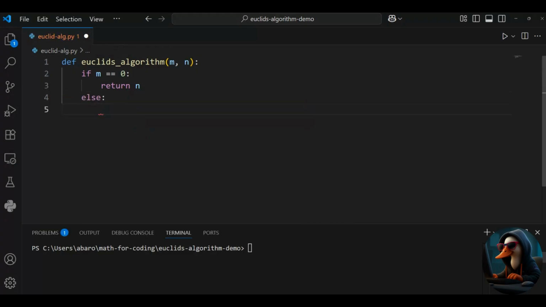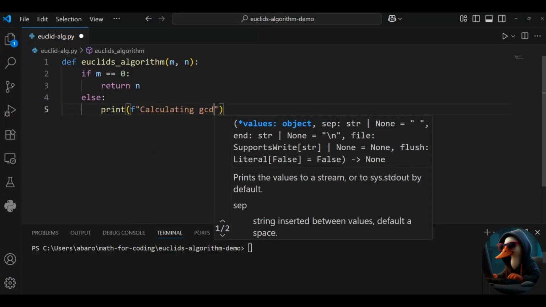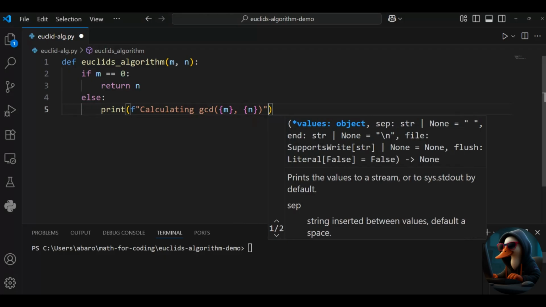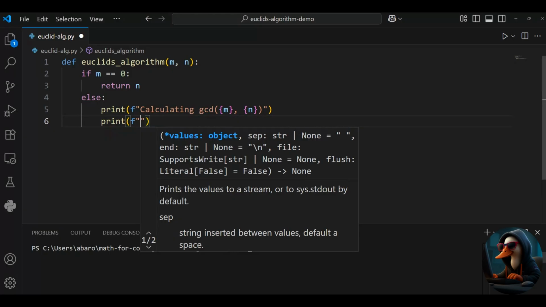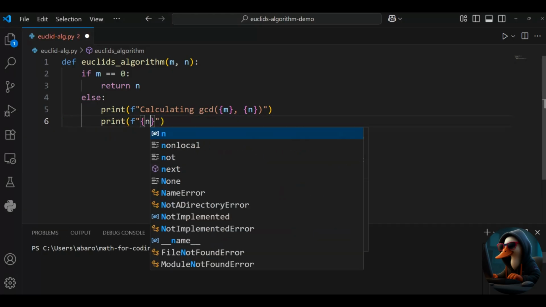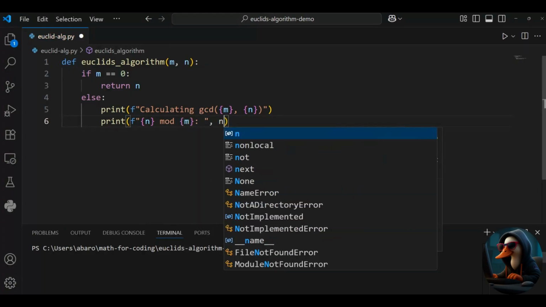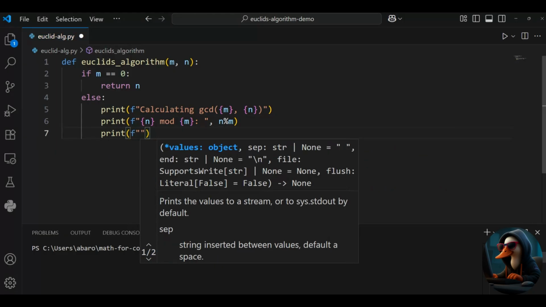And else, I'm going to actually print out several statements here just to help us see what's going on. This is going to be really useful if we enter larger numbers. So first off, I'm going to have an f string just to say that I'm calculating the GCD of m and n. And that's going to show me where I'm at each iteration. Then I'm going to do another f string, and I want to see my remainder. I want to see n modulo m, so I'm just going to do n mod m, and I'm actually going to show what it is. So let's just do n mod m like that, and then I want to see what the result is of that division algorithm at that step.